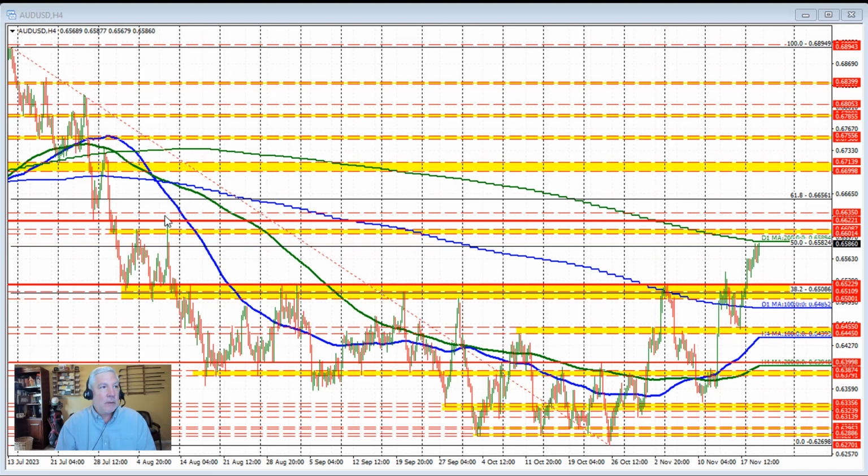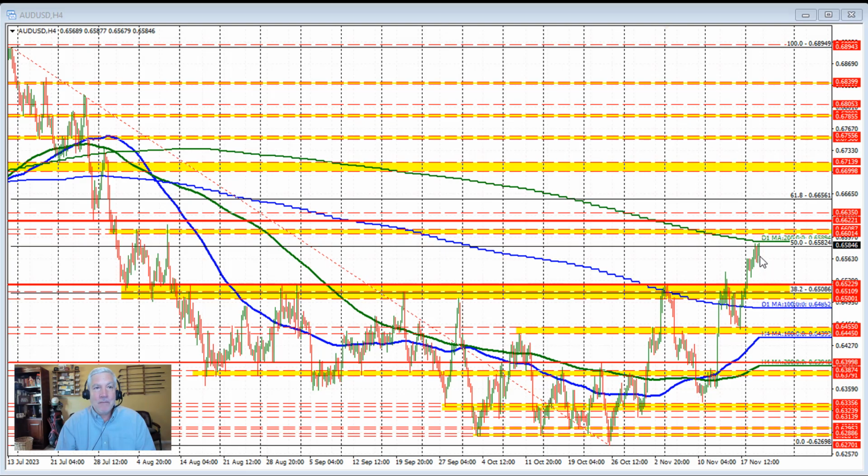Above that, we'll look for the 0.6622 area up here, and then ultimately look toward the 61.8% retracement of the move down from the July high to the October low at 0.66561. So there, on the downside, if the price does find willing sellers against the 200-day moving average, I'll look for rotation back lower. But this ceiling here was so key.